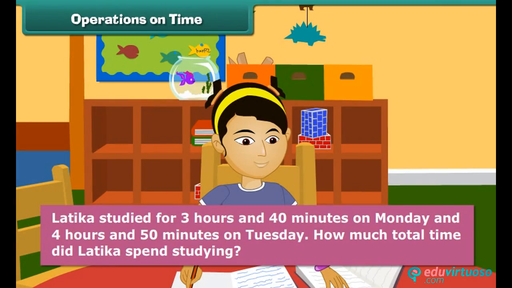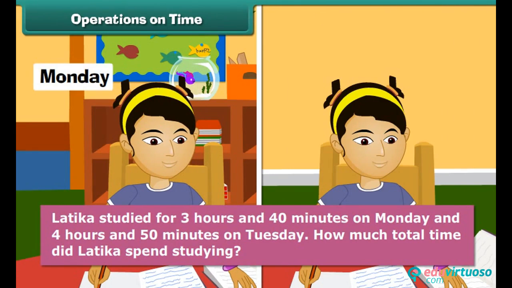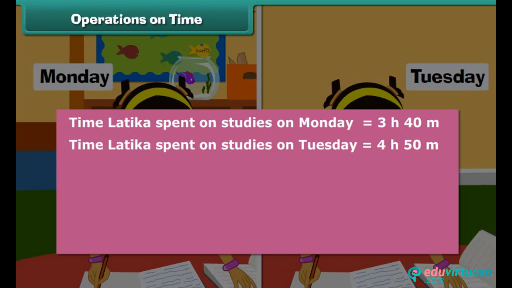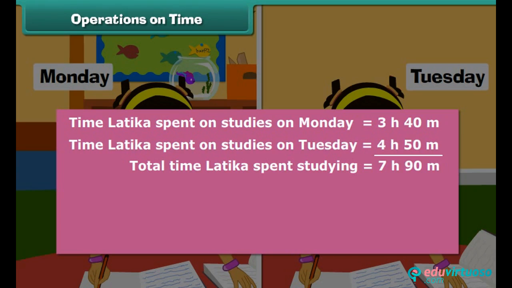Latika studied for 3 hours and 40 minutes on Monday and 4 hours and 50 minutes on Tuesday. How much total time did Latika spend studying? Time Latika spent on studies on Monday is equal to 3 hours 40 minutes. Time Latika spent on studies on Tuesday is equal to 4 hours 50 minutes. Total time Latika spent studying is equal to 7 hours 90 minutes.